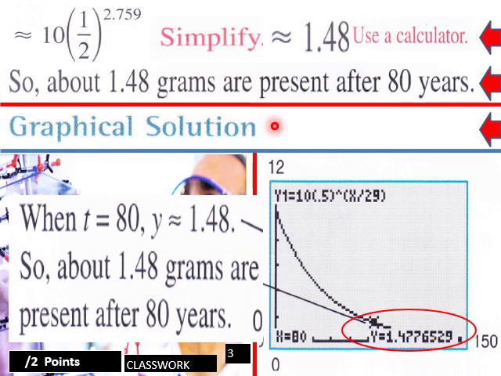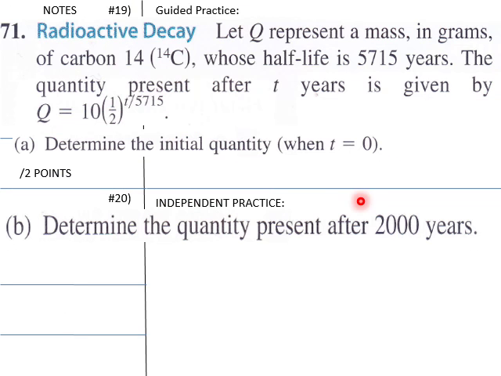A graphical solution again is this here, and it shows that when t equals 80, or x equals 80, y equals 1.4776529. So you're right here. This is your amount after 80 years. That's your graphical solution. Now we go into our next guided practice.